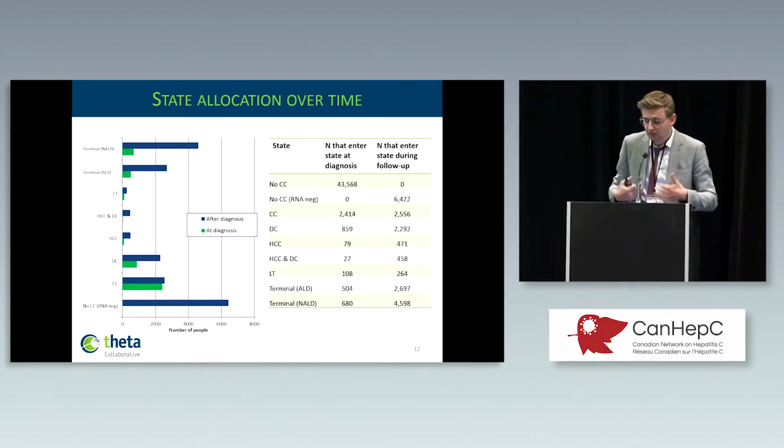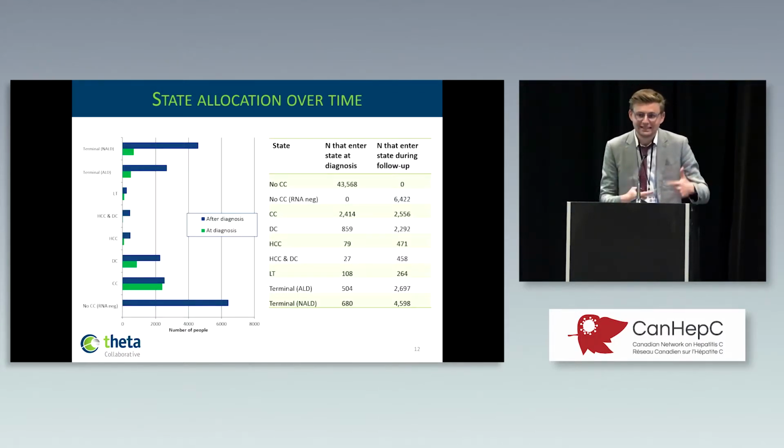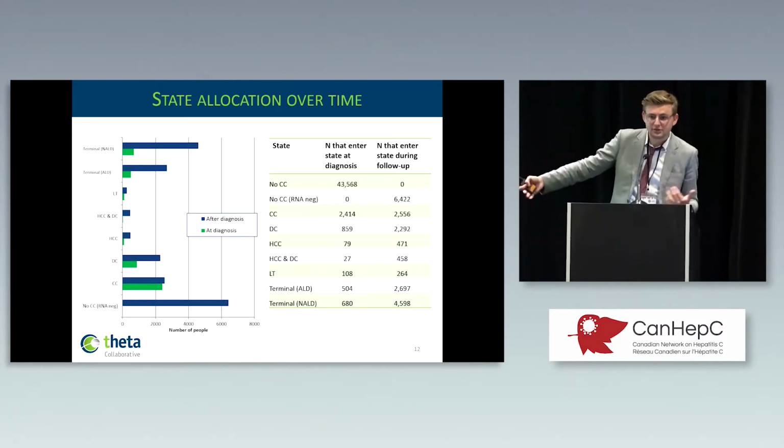Now, if you look at the advanced liver disease states, such as HCC and DC, the majority of cases that we were looking at were individuals who entered that state after diagnosis. So we're looking at individuals who have been diagnosed with hepatitis C, and then as time's gone on, they've developed decompensated cirrhosis or hepatocellular carcinoma.